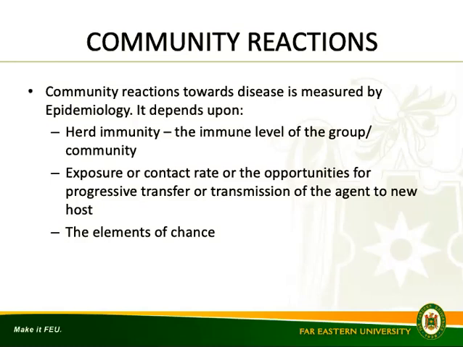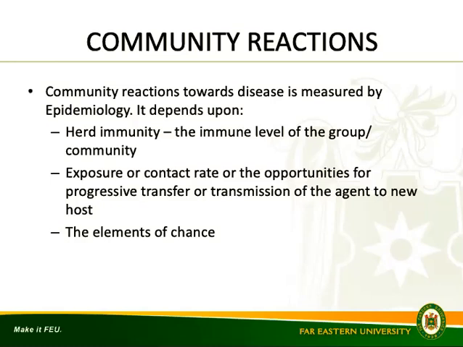Now, the next is exposure or contact rate, or the opportunities for progressive transfer or transmission of the agent to a new host, which is also influenced by the size of the reservoir of infection, the readiness of transmission to the population, the standard of hygiene, density of vectors, or the infectivity of the agent. Okay, elements of chance can also affect the community reactions.